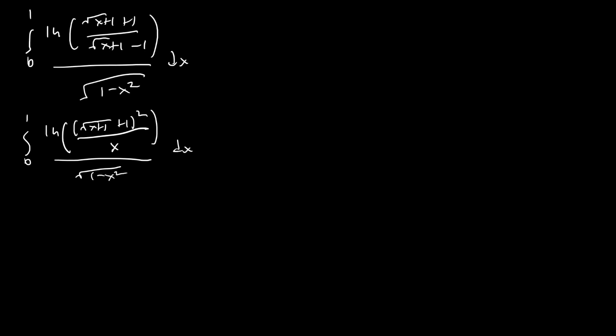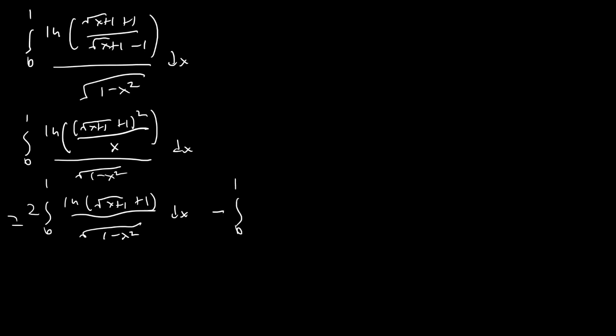So if we split this natural log now, we're going to have 2 times the integral from 0 to 1 of ln square root x plus 1 over square root 1 minus x squared dx, minus the integral from 0 to 1 of ln x over square root 1 minus x squared dx. This is a well-known integral.